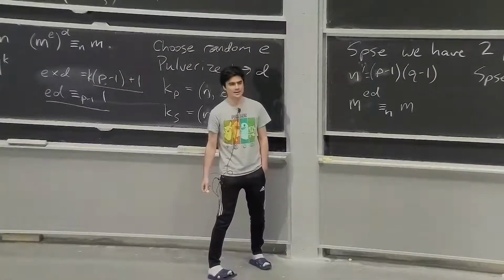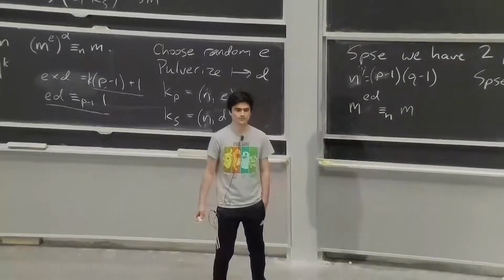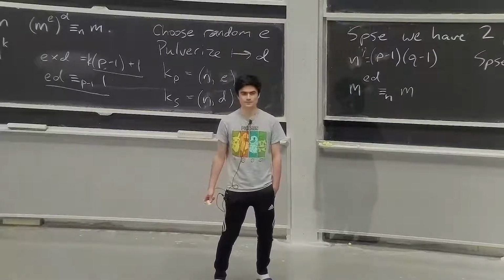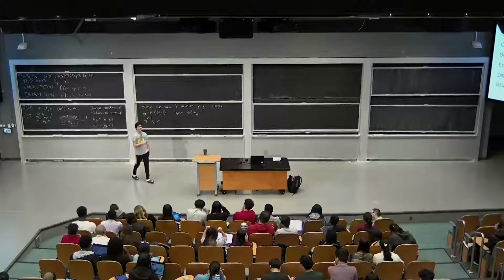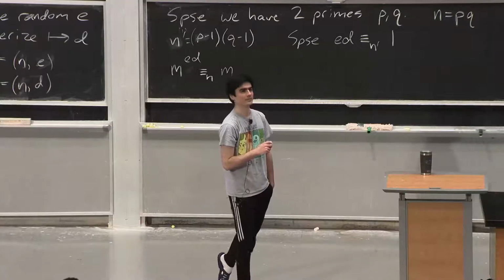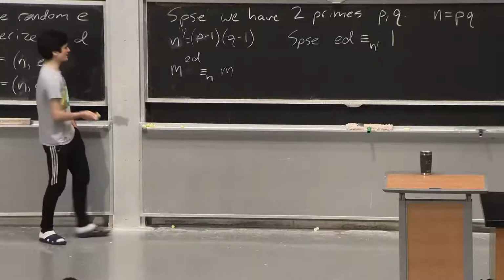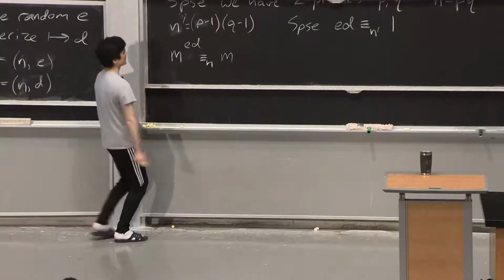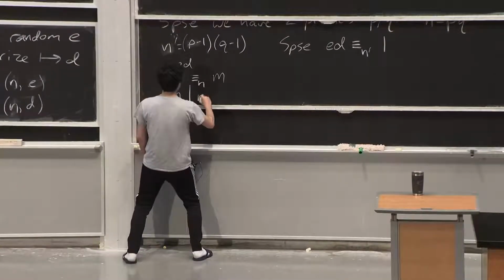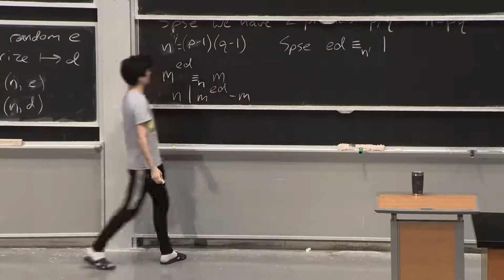What exactly is this statement saying if we go back to the definitions? Yeah, exactly. So you've skipped a couple of steps, but yes, I will get to that in a moment. So this is saying that n divides m to the ed minus m.